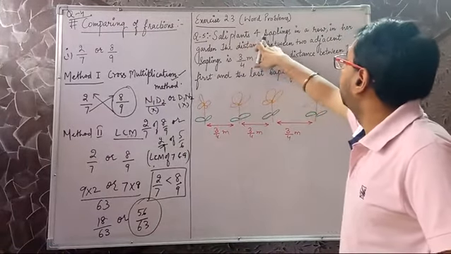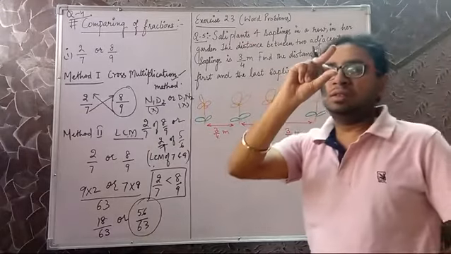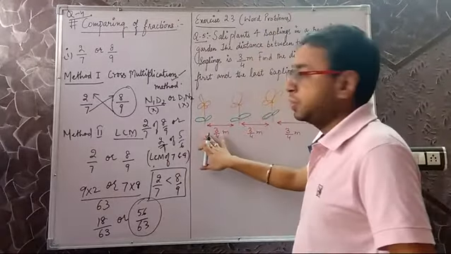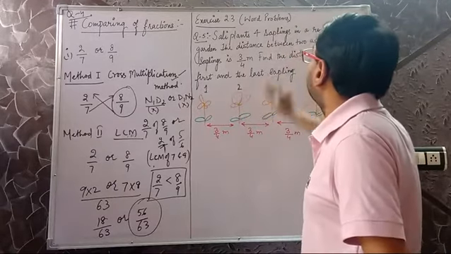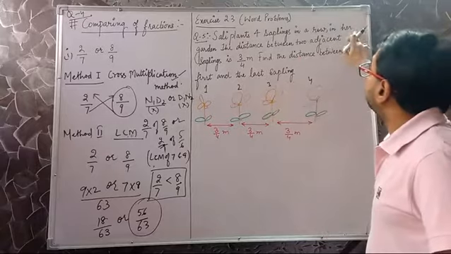Sally plants 4 saplings. What do you mean by sapling? Small plants. Small plant means sapling, which I have drawn. You can see, first, second, third, fourth. She planted 4 saplings in a row in her garden.